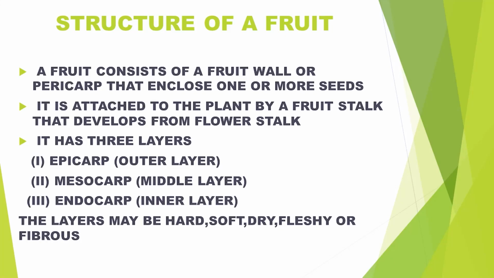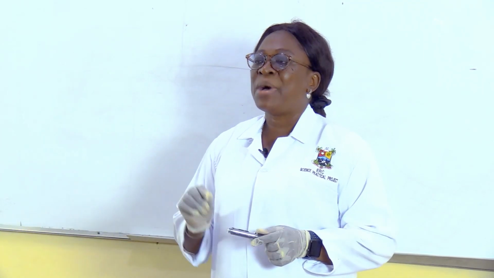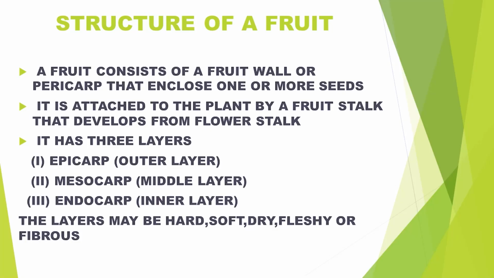Structure of a typical fruit. How do you identify a typical fruit? A fruit consists of a fruit wall, otherwise called pericarp, that encloses one or more seeds. It is attached to the plant by a fruit stalk that develops from the flower stalk.